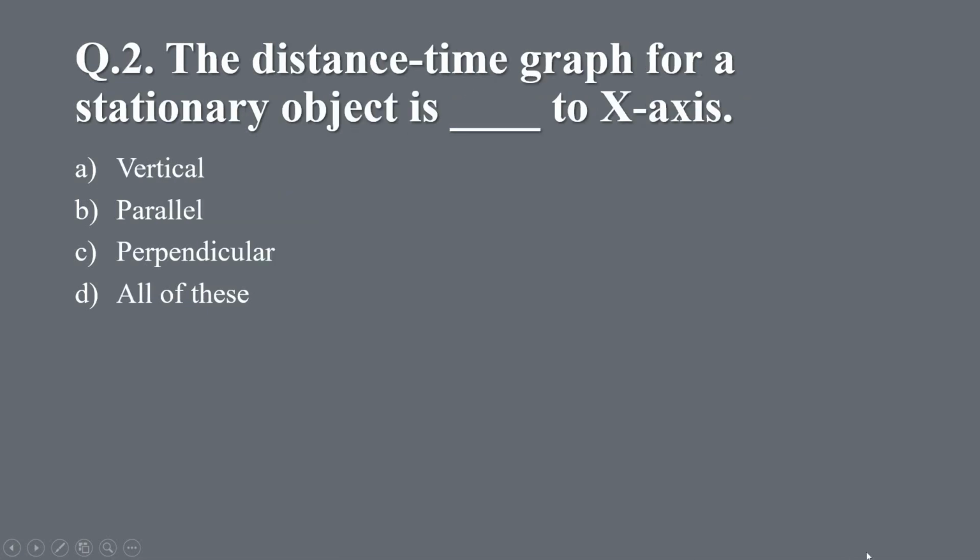Percentage. Question 2. The distance time graph for a stationary object is dash to the x-axis. A. Vertical. B. Parallel. C. Perpendicular. D. All of these. And the right answer is B.